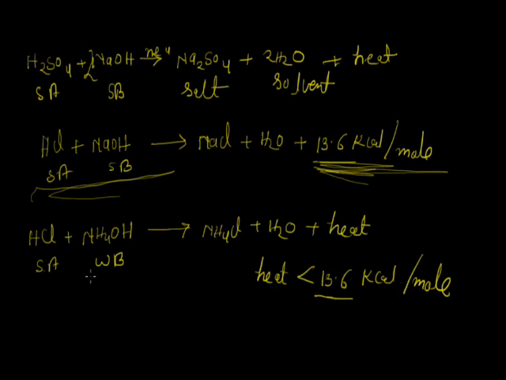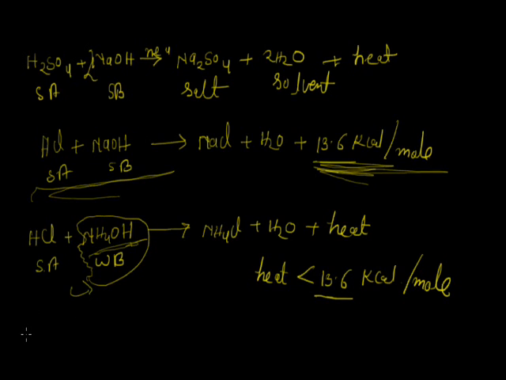Since in this reaction NH4OH is a weak base, and a weak base is a base which is not completely ionized, some amount of heat is used for the ionization of NH4OH. So one point is clear: some heat is involved in the ionization of NH4OH. That's why the heat released is less than 13.6 kilocalorie per mole.